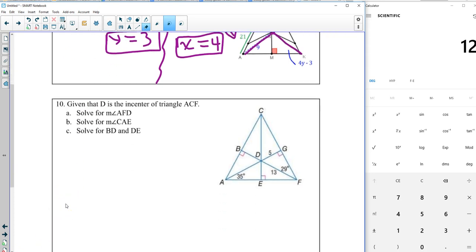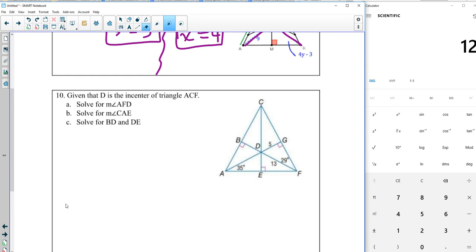Okay, so 10 is talking about the incenter. The incenter D is created by angle bisectors. So angle bisectors cut each one of these angles in half.